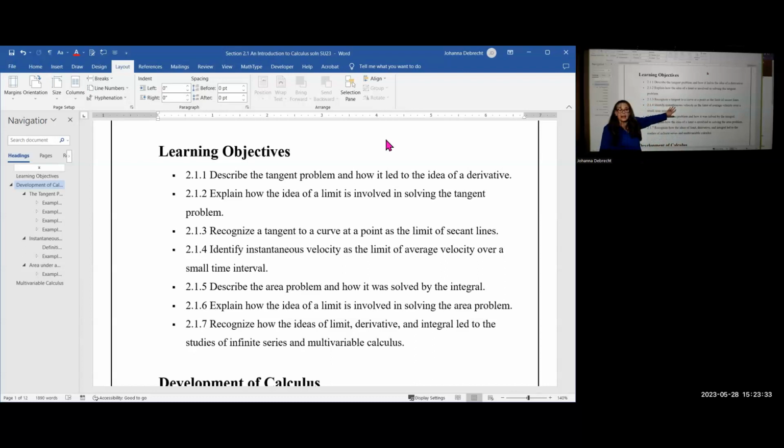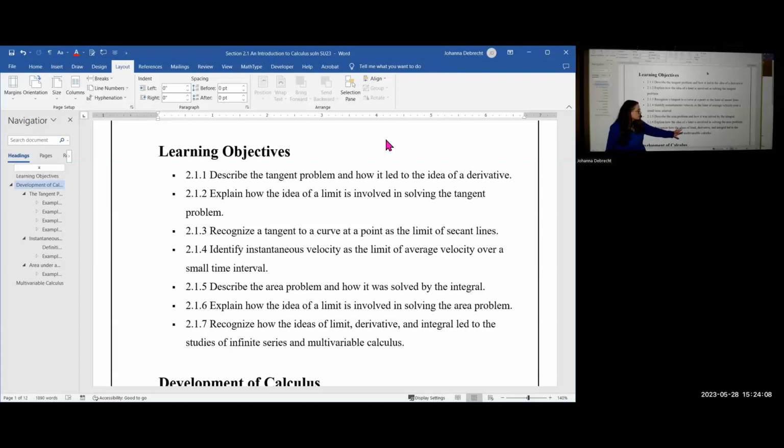Now, we're going to then identify instantaneous velocity as the limit of average velocity. Actually, this statement is exactly the same as the one above it, but in a physics realm. So an applied problem, but really it's the tangent problem in disguise. Then we're going to focus on the second major issue, which is the area problem. And it was solved by what's called the definite integral. The definition of the definite integral involves, you guessed it, the limit. The limit really is the most powerful.